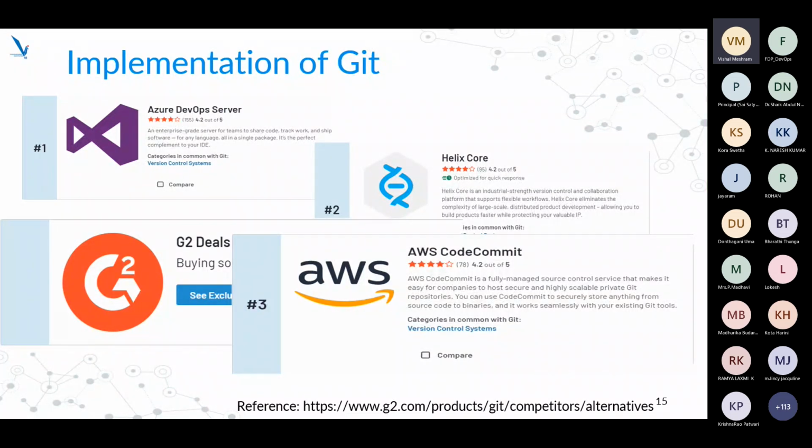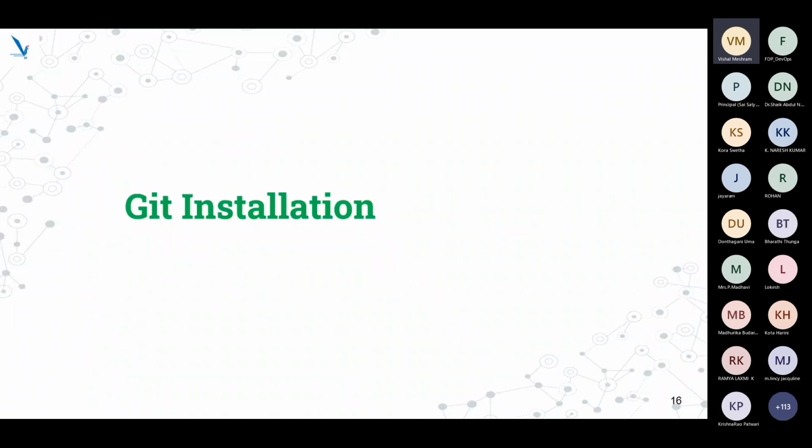All right, so up to this point I hope the background is clear: what a version control system is, what the different types of version control systems are, and that Git is a very popular tool. It's a distributed version control system, and it's a free and open source tool. Now we'll see how to install Git. So this is the Git installation.